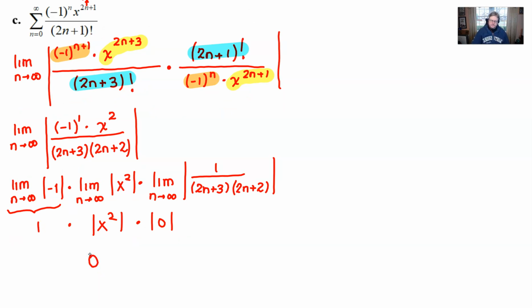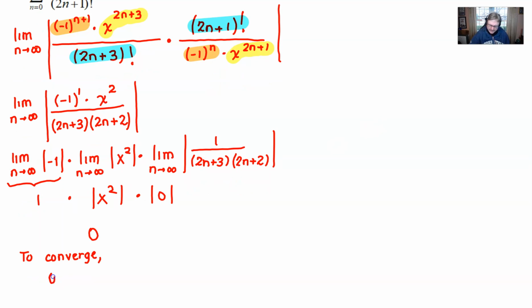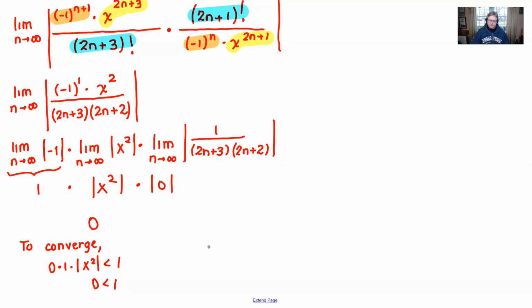And remember, what we said is that in order to converge, we need our answer, which, before we simplified it, would have been 0 times 1 times absolute value of x squared. We need that to be less than 1. And of course, 0 turned out to be less than 1. So what does that mean our radius is in this case? Well, it means that we're convergent everywhere, and therefore the answer is infinity.